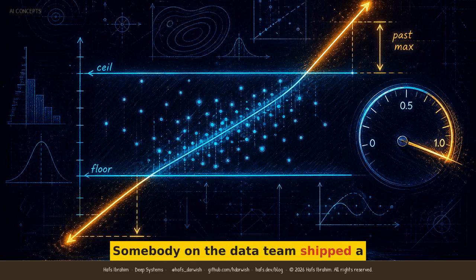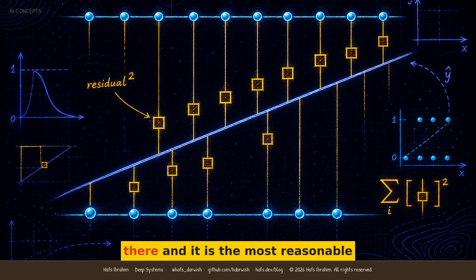Somebody on the data team shipped a churn model that predicted a customer had a 140% chance of leaving. Another row came back at minus 30%. The model was not broken in any way the code could detect. It ran, it trained, the error went down, and it printed numbers that cannot exist. Here is how you get there, and it is the most reasonable path in the world.